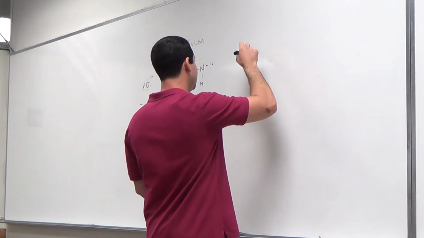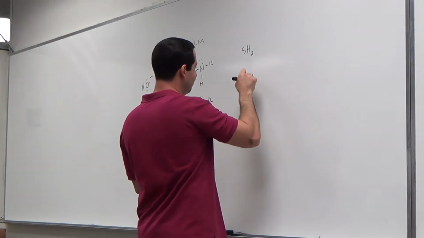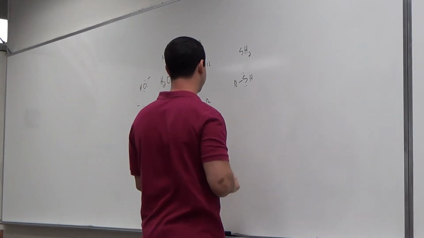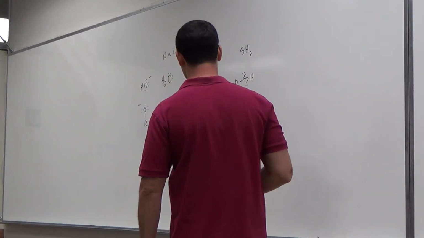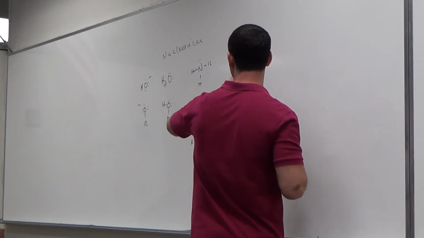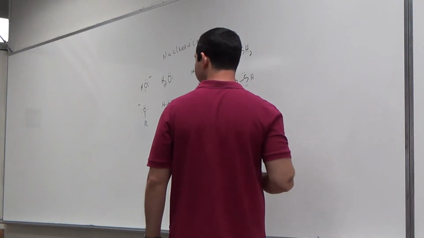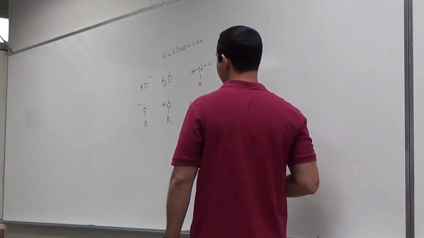I can have something containing a sulfur. It could be charged or not charged. So that's oxygen nucleophiles, nitrogen nucleophiles, sulfur nucleophiles. What other type of nucleophiles can we have?